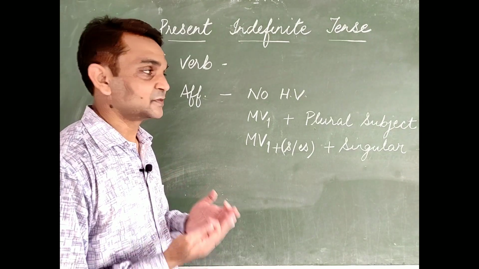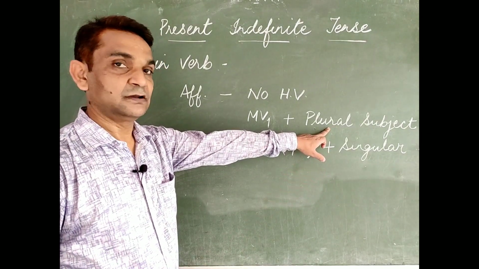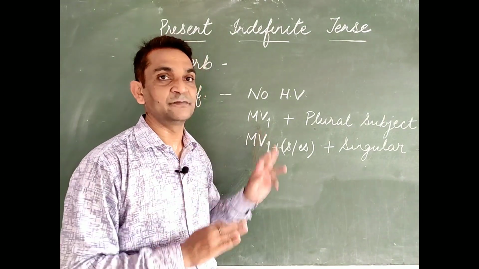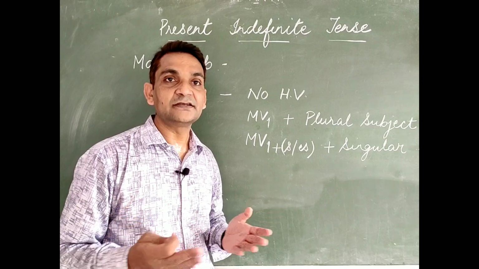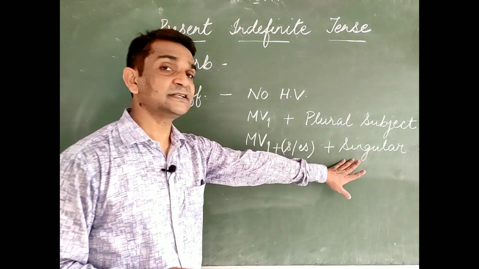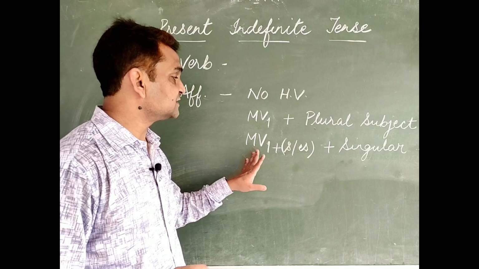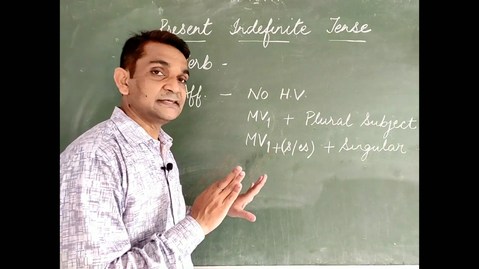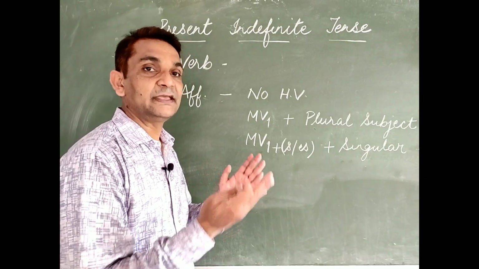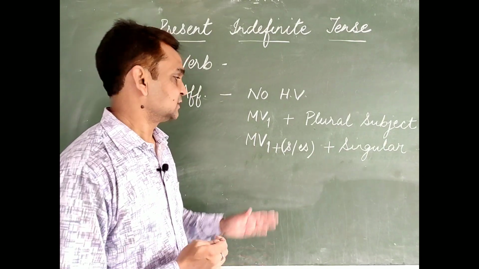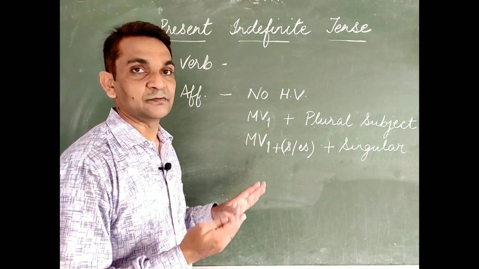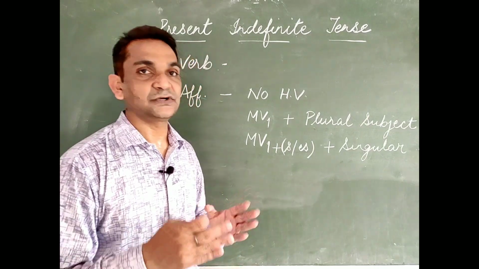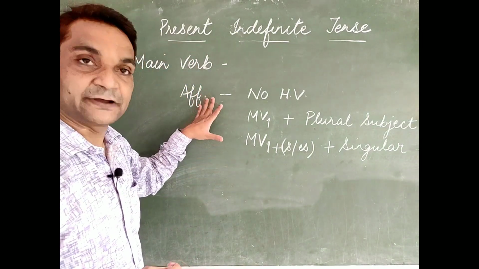But which main verb? If the subject is plural, you will use the first form of the main verb, that is the present form of the main verb. Go, read, write, drink. If the subject is singular, we will use present form of the main verb, that is the first form of the main verb, but s or es will be added as a suffix in it. So go will become goes, drink will become drinks, write will become writes, etc., etc. So it is for affirmative.